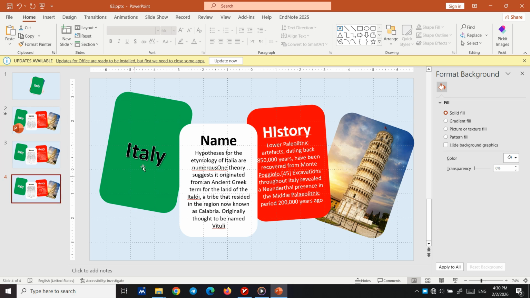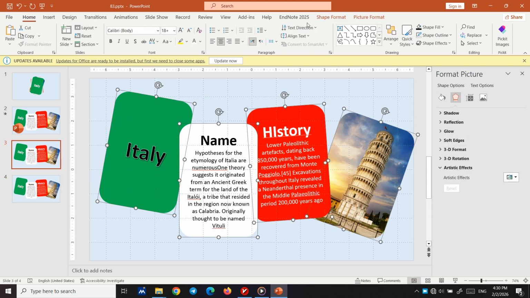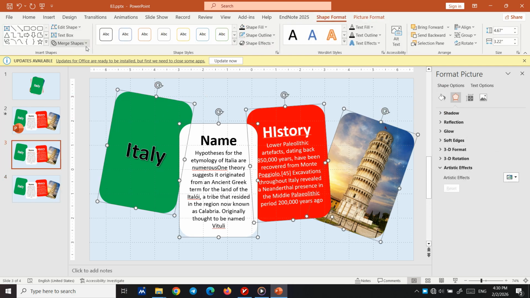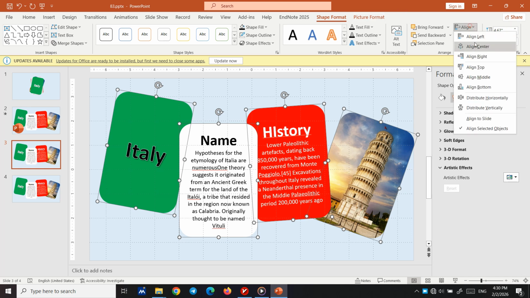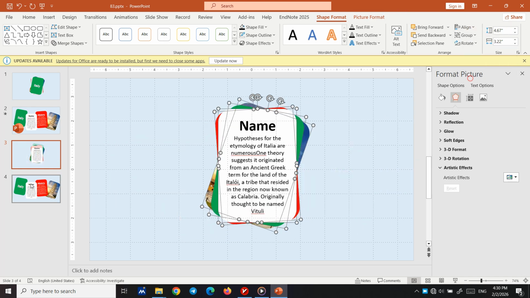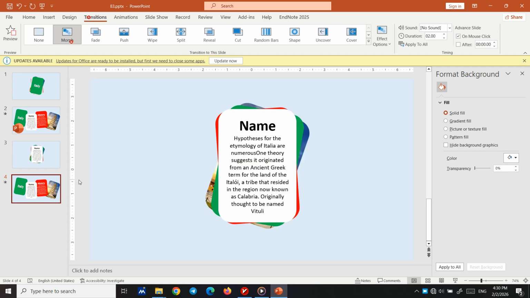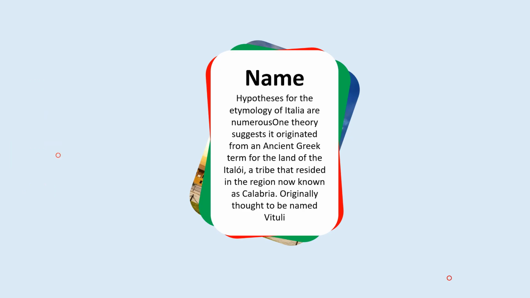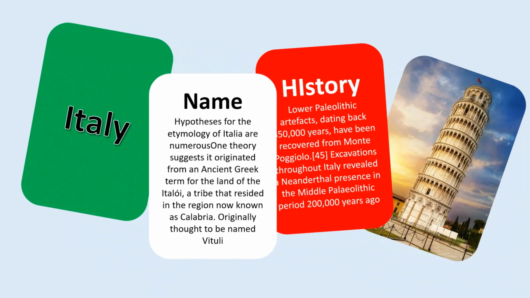In this slide, you select all of them by Ctrl A. And go to shape format and align them center and middle. Then set the transition to morph and let's take a look. Your slide is ready under a minute.